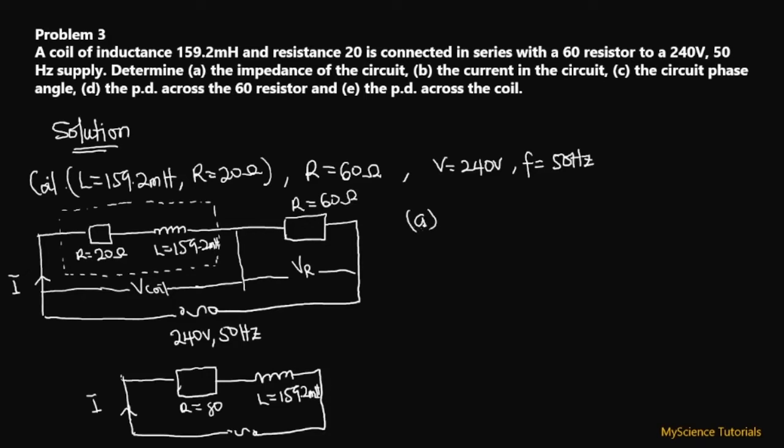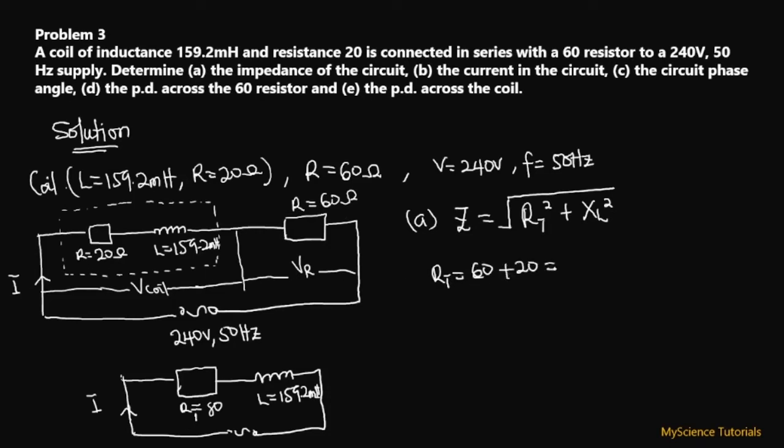So A, we are to find the impedance of the circuit. Now, to find the impedance of this circuit, we need to critically look at what we have. We have two resistors and one inductor. So the resistance in this entire circuit is the total 80 ohms that we have over here. So let me call this RT. So our impedance is going to be the square root of RT squared plus XL squared. So RT is the sum of 60 ohms over here and the 20 ohms over here.